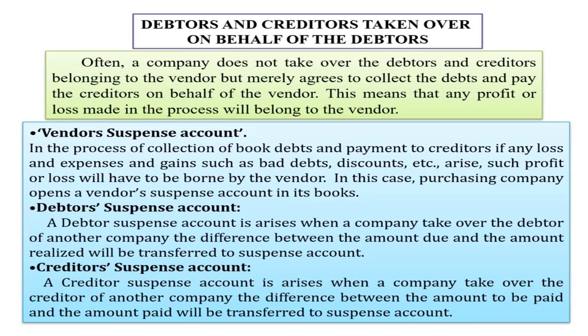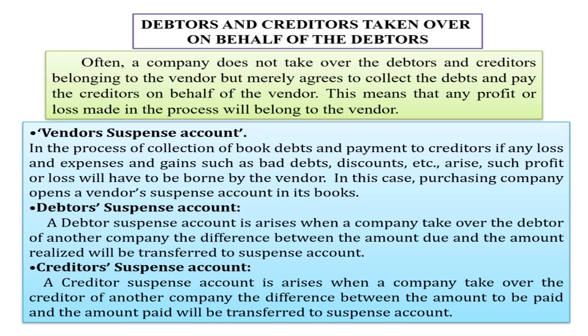When debtors and creditors are taken over on behalf of the vendor, often a company does not take over the debtors and creditors belonging to the vendor, but merely agrees to collect the debts and pay the creditors on behalf of the vendor. This means that any profit or loss made in the process will belong to the vendor. First we will see the vendor suspense account. In the process of collection of book debts and payment to creditors, if any losses, expenses and gains such as bad debts, discount, etc. arise, such profit or loss will have to be borne by the vendor. In this case, the purchasing company opens a vendor suspense account in its books.